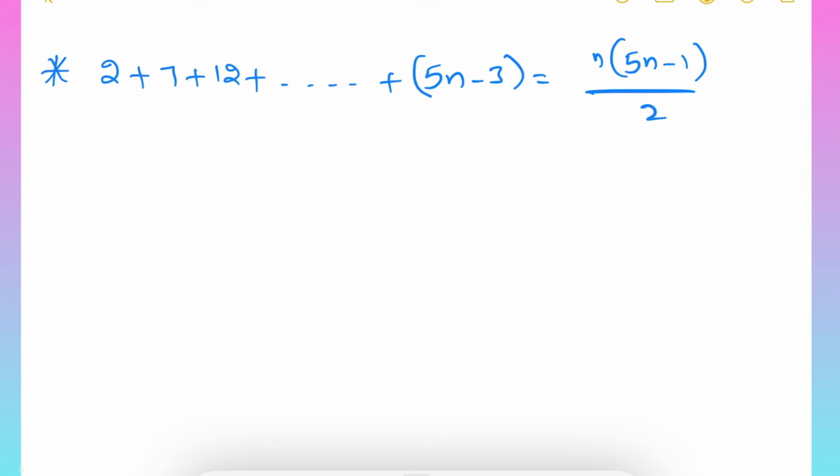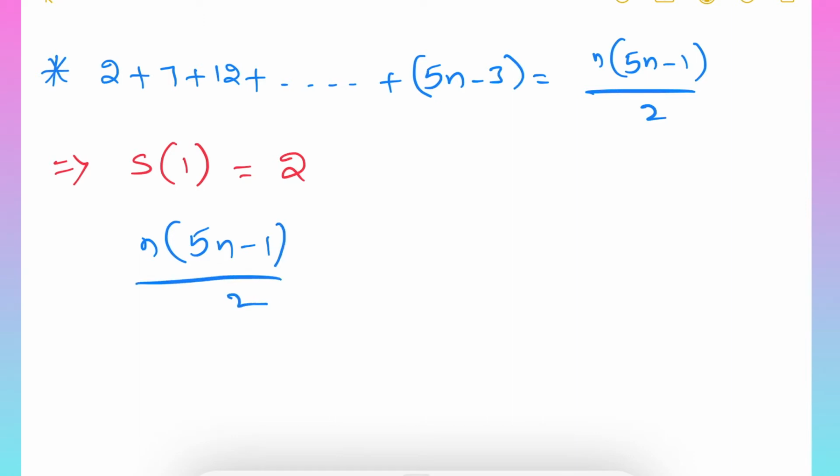The first step is substituting 1 in the place of n. First, S of 1 equals the sum of the first term. Here the first term is 2, so the sum of the first term is 2. Now substituting 1 in the place of n in the given formula. The formula is n into 5n minus 1 whole divided by 2. If n equals 1, substitute 1 in the place of n.